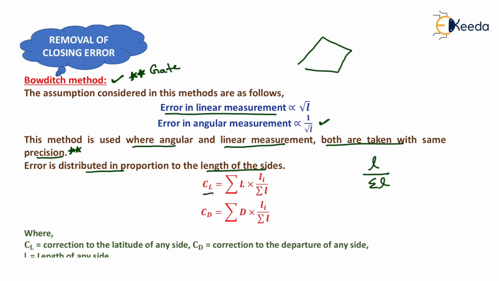Now correction in latitude will be equal to summation of latitude into length of any side divided by the total length of the traverse or perimeter of the traverse. Similarly, correction in departure of any side will be equal to summation of departure into length of any side divided by the total length of the traverse or perimeter of the traverse. In this way, we will apply the correction in latitude and correction in departure in our question.